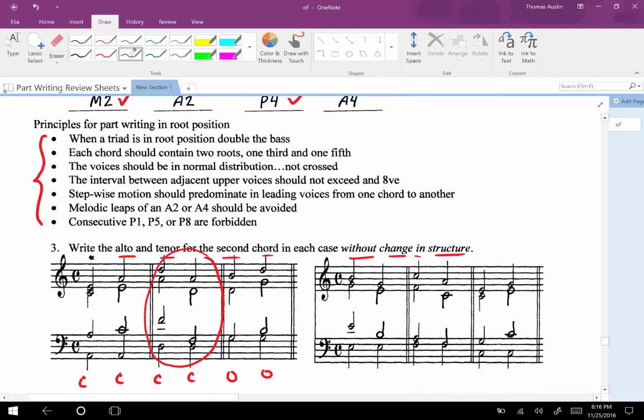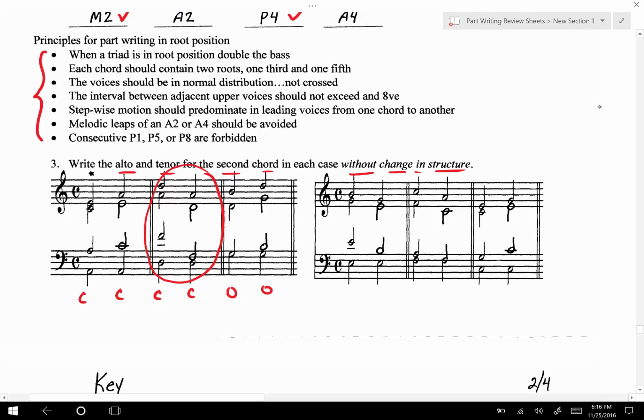What you want to do next is identify your triads, so you know what to build. And make sure that you have a doubled root, and a third and a fifth.